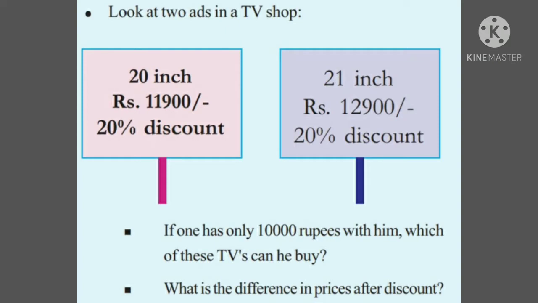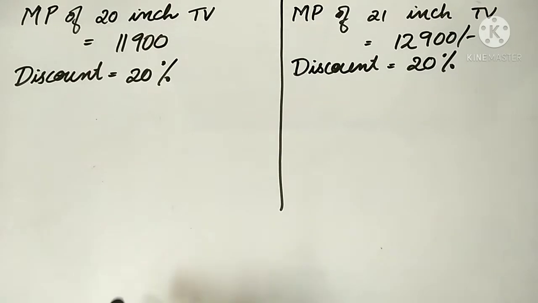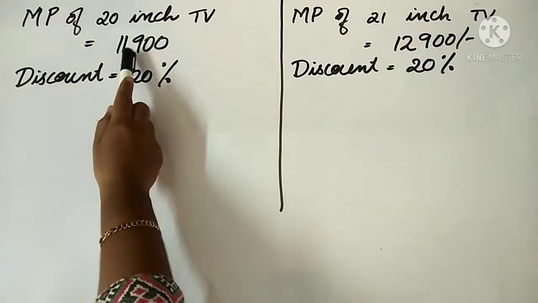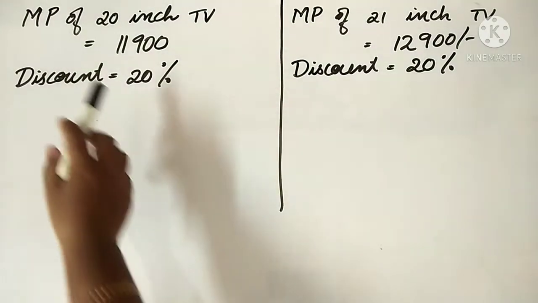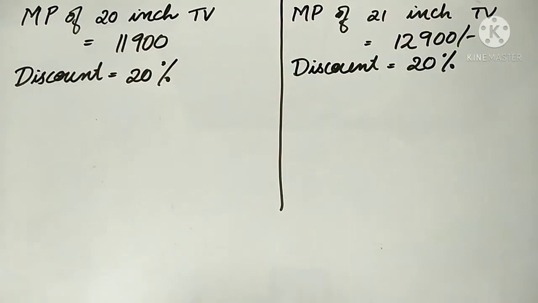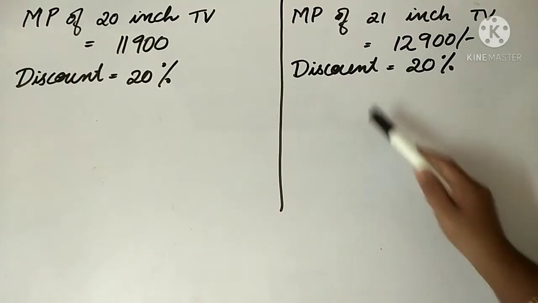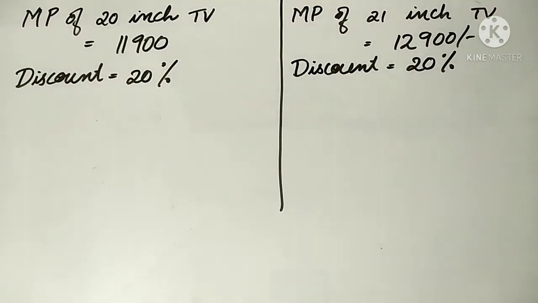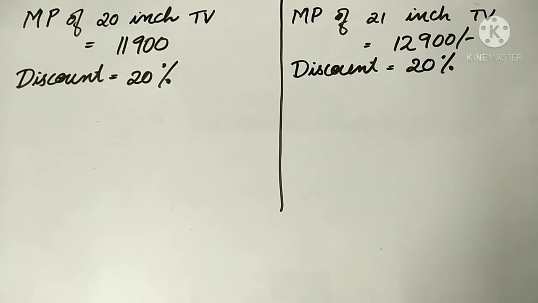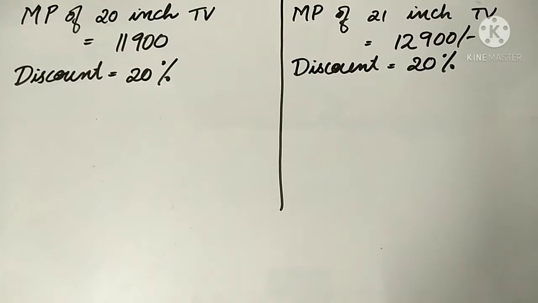Next question. Look at the two ads in the TV shop. First question. If one has only 10,000 rupees with him, which of these TV can he buy? Second question. What is the difference in price after discount? According to the question, market price of 20-inch TV is 11,900 rupees and discount on that TV is 20%. Then market price of 21-inch TV is 12,900 and discount on that is 20%. We have to find if one has only 10,000 rupees with him, which of these TV can he buy?